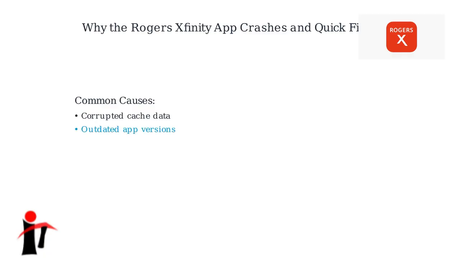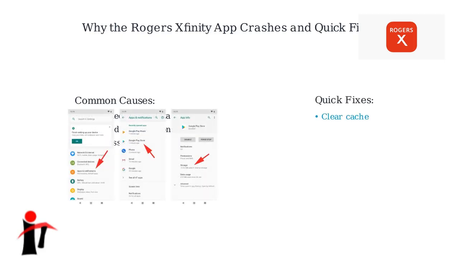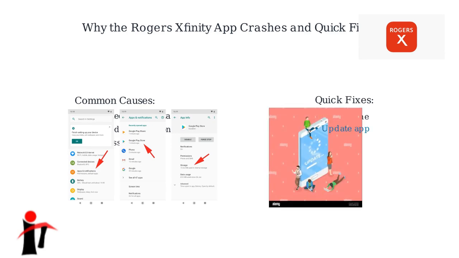Outdated app versions miss important bug fixes and updates for compatibility with the latest operating systems, and general device issues can affect app performance. Quick fixes start with clearing the cache to remove corrupted temporary data. Update the app to get the latest fixes and compatibility improvements. Finally, restart your device to clear RAM and refresh the system.